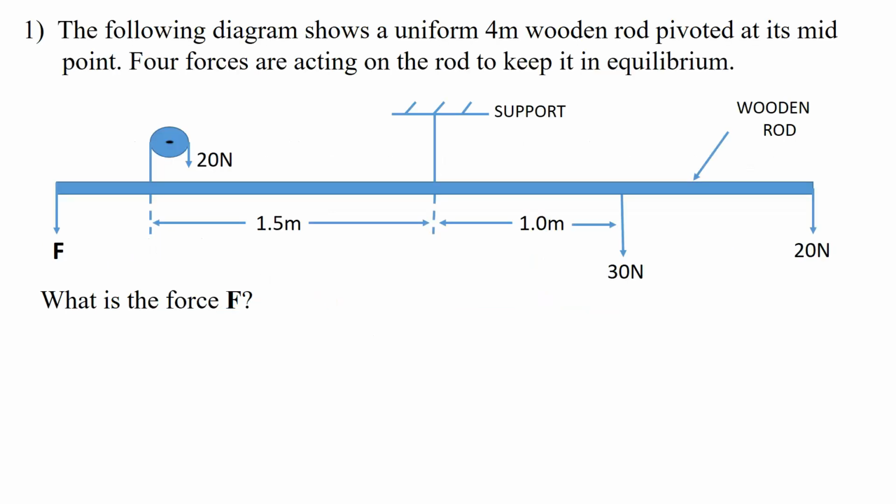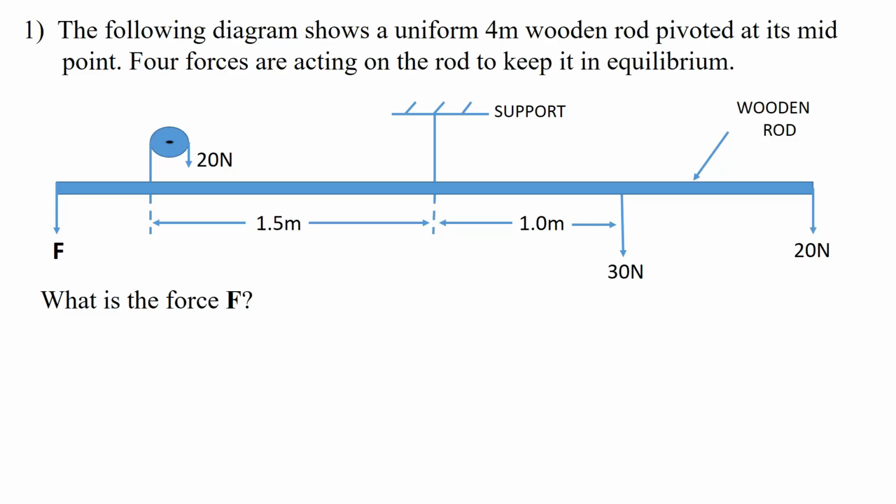The following diagram shows a uniform 4-meter wooden rod pivoted at its midpoint. Four forces are acting on the rod to keep it in equilibrium. What is the force F? So we have a wooden rod, and then there's a force F, which is unknown, which they're asking us to find. And then we have other three forces which are acting on this wooden rod.